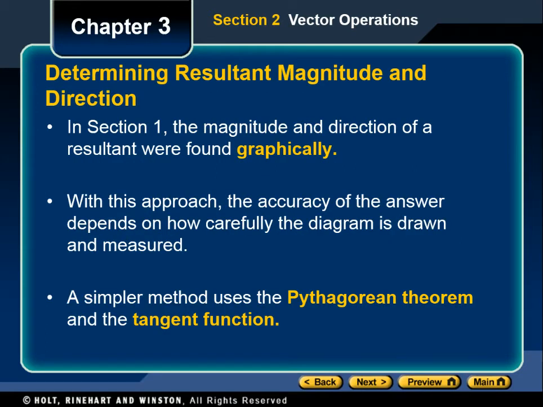Determining resultant magnitude and direction. Earlier, we found the magnitude and direction of a resultant graphically. However, this approach is time-consuming, and the accuracy of the answer depends on how carefully the diagram is drawn and measured. A simpler method uses the Pythagorean theorem and the tangent function.